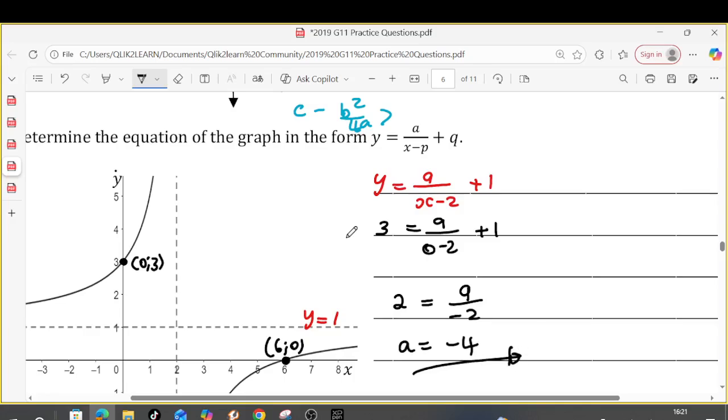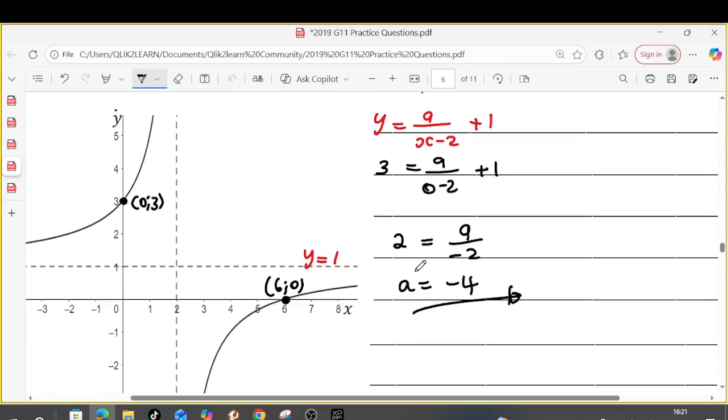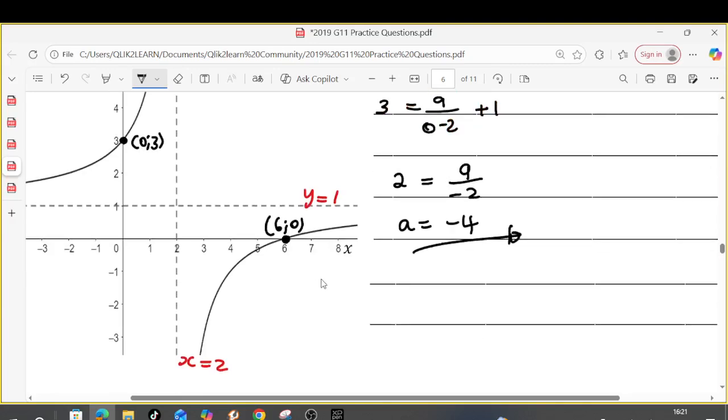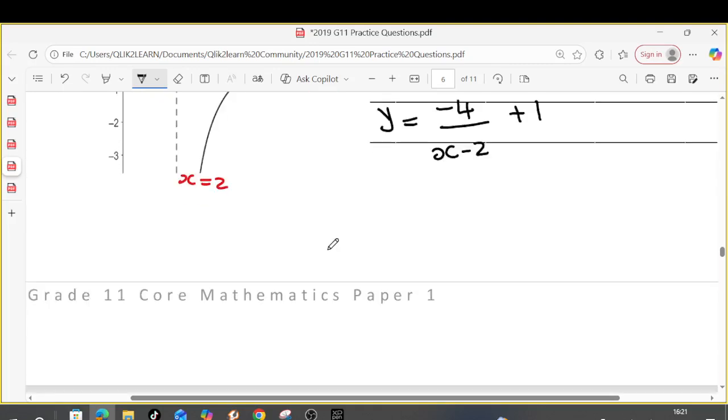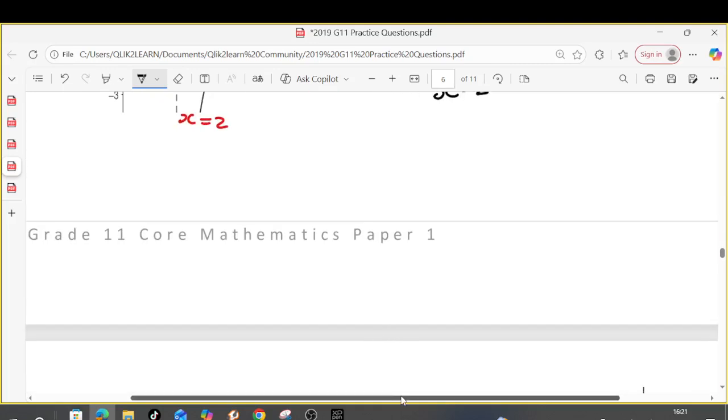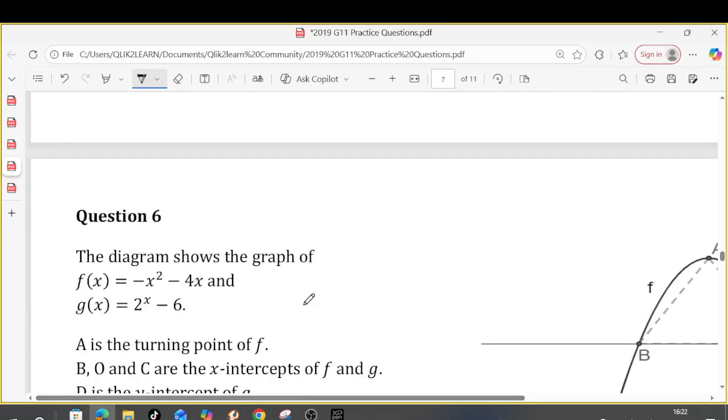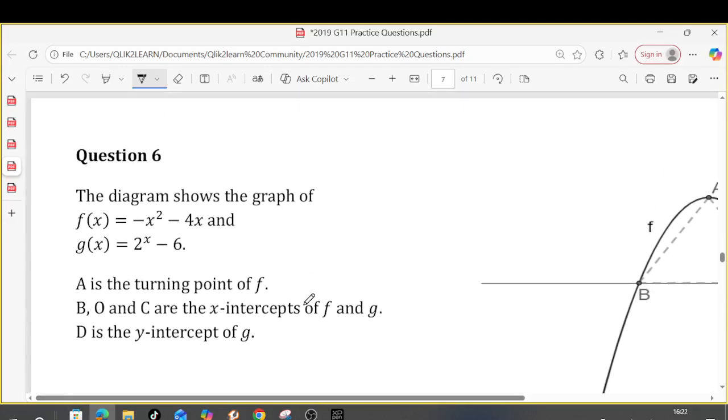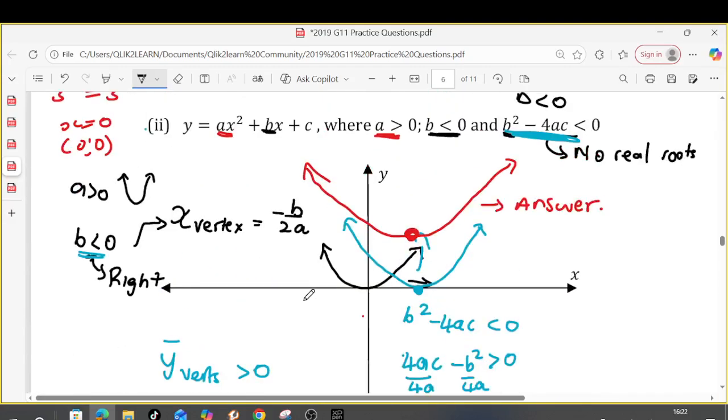But you are not done yet. You need to substitute the value of a back into the equation, and say the original equation is minus 4 over x minus 2 plus 1. This is the original equation. Now that you have the original equation, you can answer the following questions. We are done with this one already.